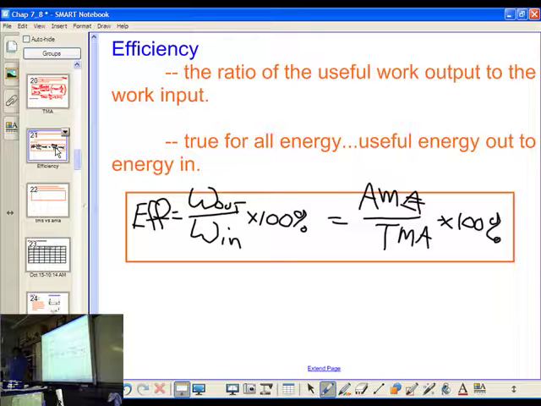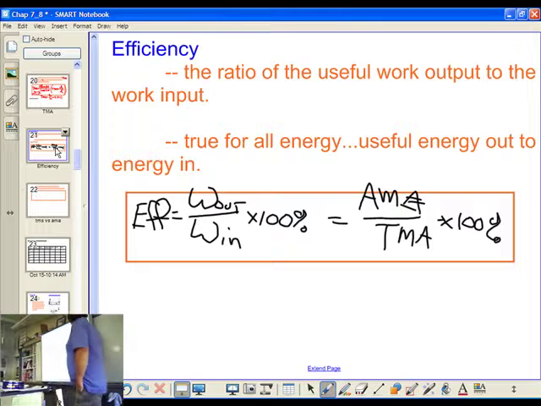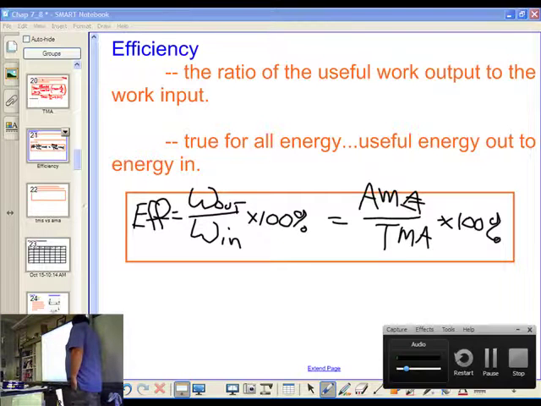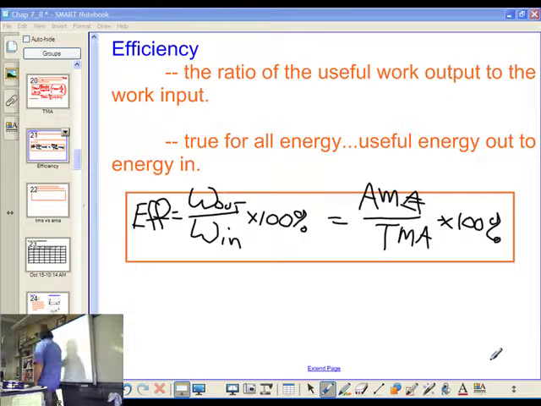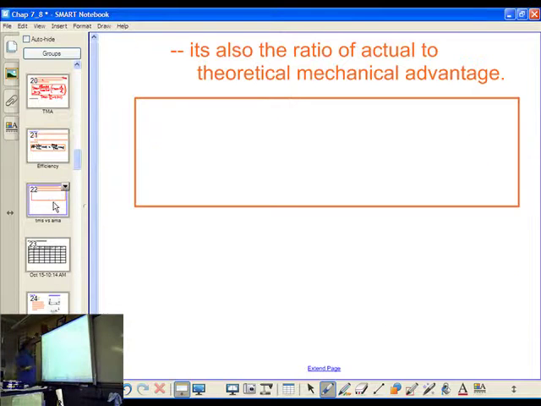So why would they be the same? Why would that be the same? Okay, we need more time. And the next slide will be our last slide for today. So, there. Also the ratio of actual to theoretical. But why is that the same?